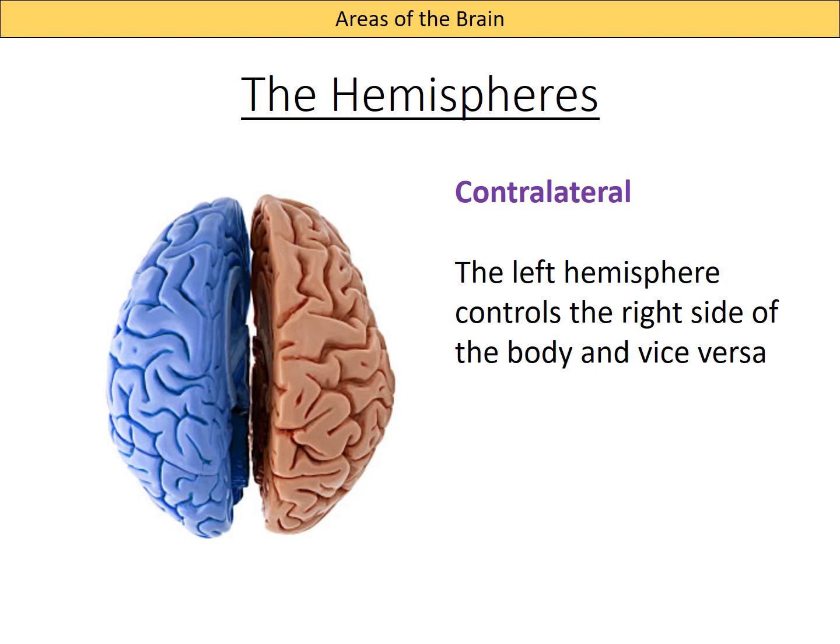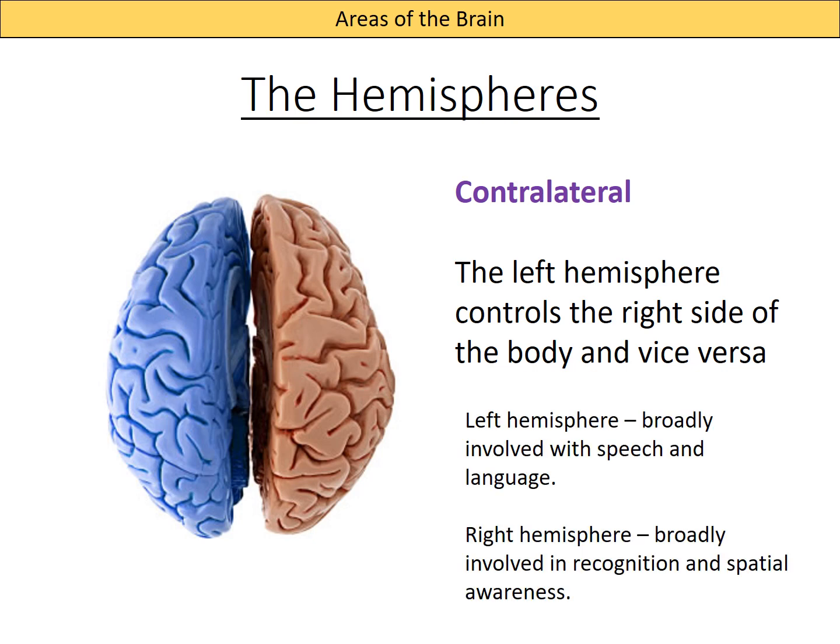Now, within these two hemispheres, very broadly speaking, the left hemisphere is often associated with speech and language. This is true of most people, but not everybody. And similarly, the right hemisphere is generally involved in things like recognition and spatial awareness.